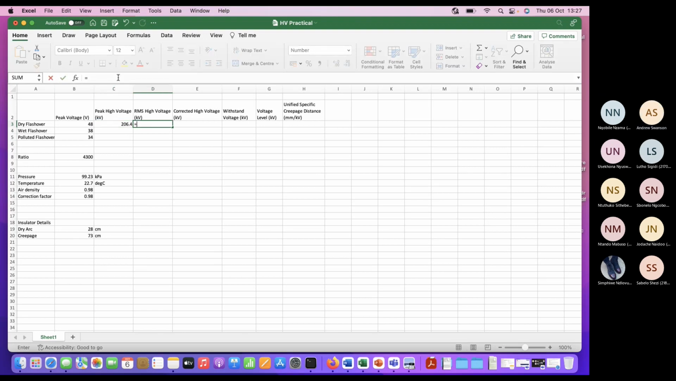Our next step, let's convert that to RMS. Right, so we had 120, sorry, that was √3. 146 kV RMS. Right. The last step is correcting it, where you need to apply the correction factor. So we have 143 kV, which is corrected for the atmospheric conditions. I can just copy those formulae quickly.